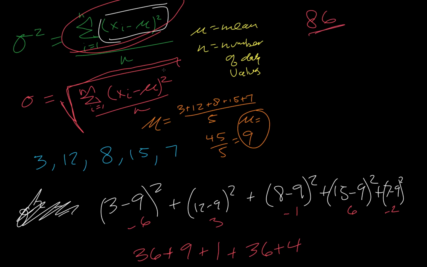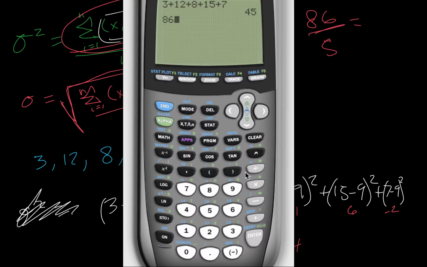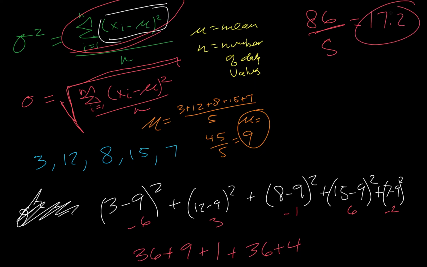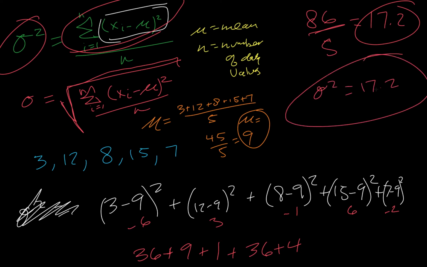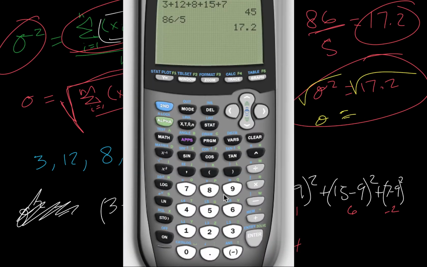And then we have to divide by the number of data points, which was 1, 2, 3, 4, 5. So if we go to our calculator and we do 86 divided by 5, we get 17.2. And so that is our variance. So sigma squared is 17.2. Now, the only difference between our variance and our standard deviation is we just need to take this and square root both sides. So if we just want to find our standard deviation, we just take 17.2 and take the square root of it.